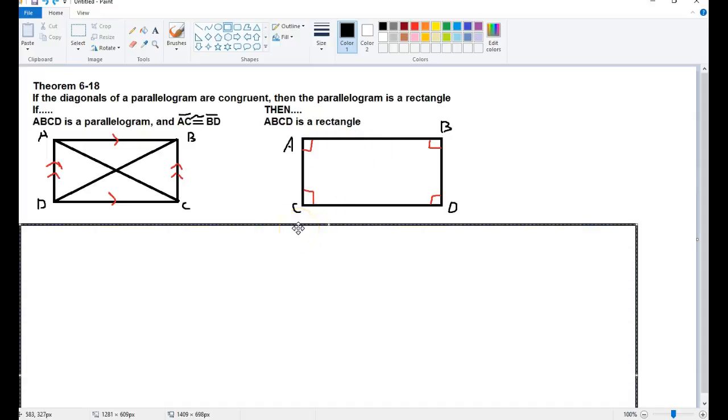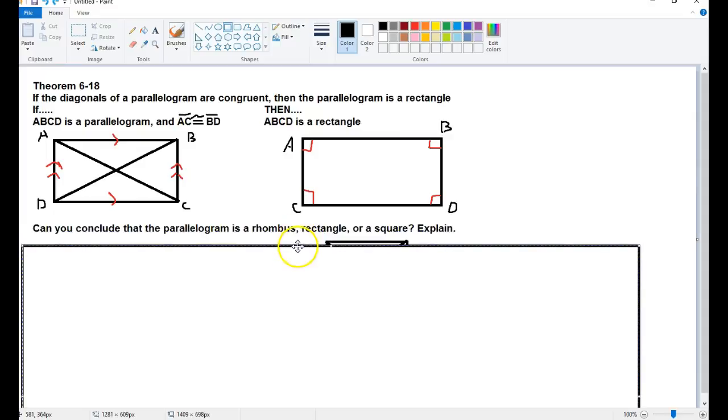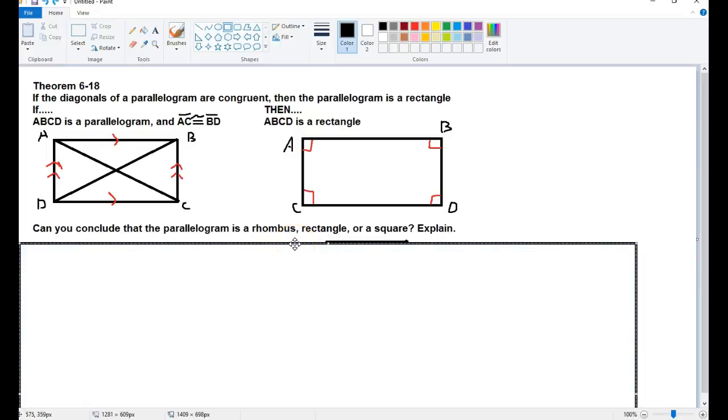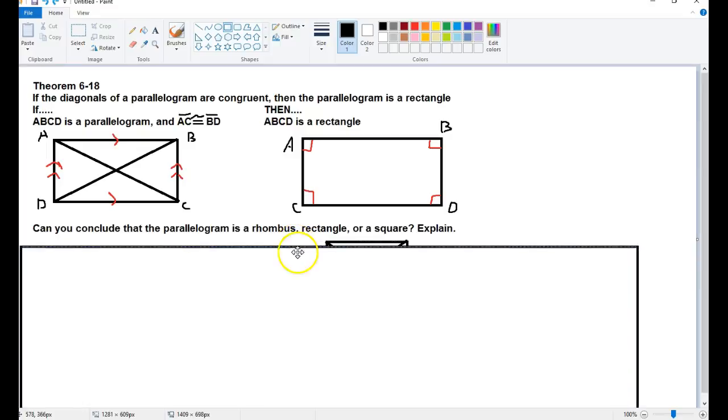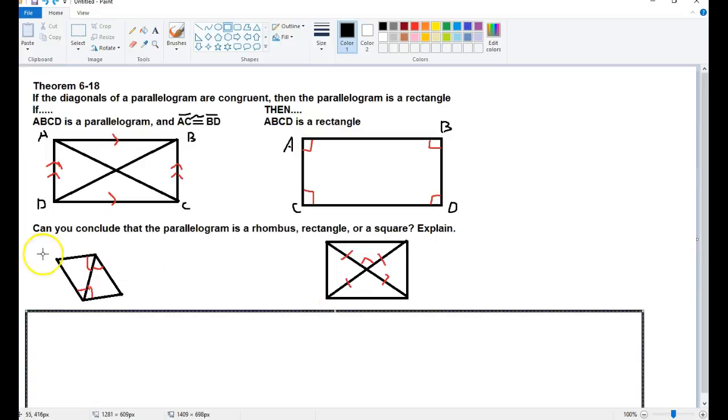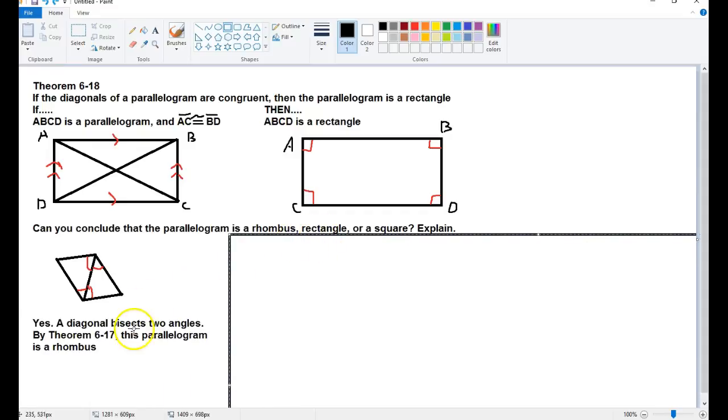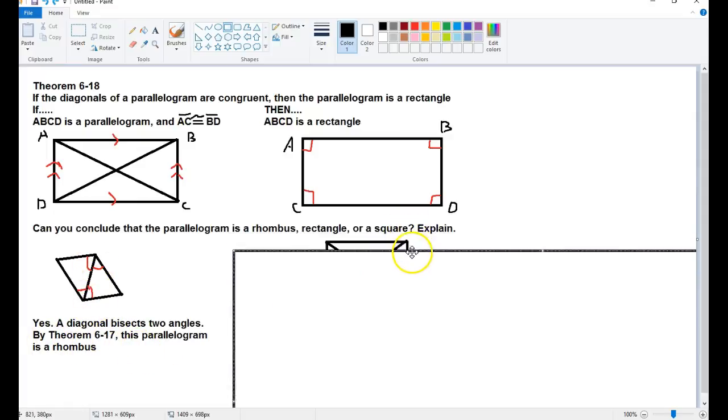Alright, now we're going to see if we can identify these different types of parallelograms. Can you conclude that the parallelogram is a rhombus, rectangle, or square? And explain. Okay, so we'll do the one over here first. Can we conclude that this one is a parallelogram, yes or no? Well, yes. Why? Because the diagonals bisect two angles that are opposite of each other. So by theorem 617, this is a rhombus.